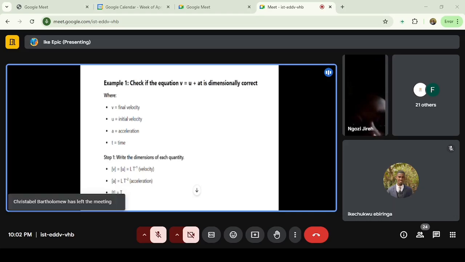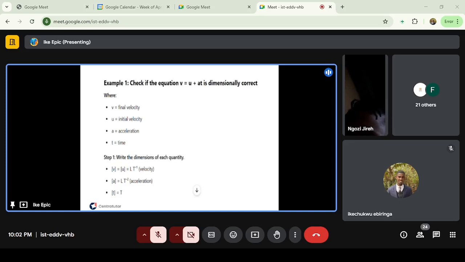I'll be repeating myself in case of those that will be writing down. To check whether an equation is dimensionally correct, you check the dimension of every quantity on the right-hand side and also on the left-hand side. If the dimension of the quantity on the left-hand side is equal to the dimension of the quantity on the right-hand side, you can say that equation is dimensionally correct.